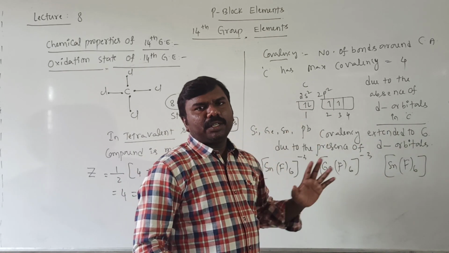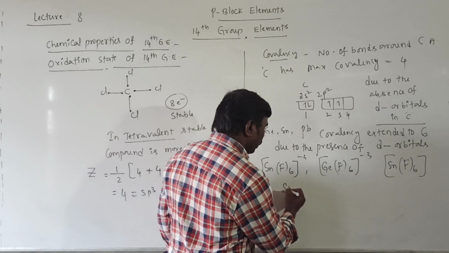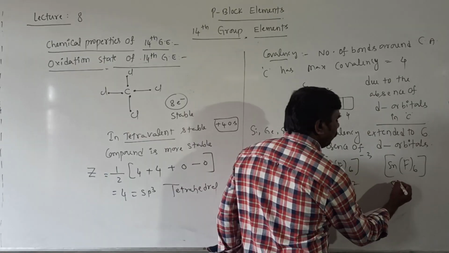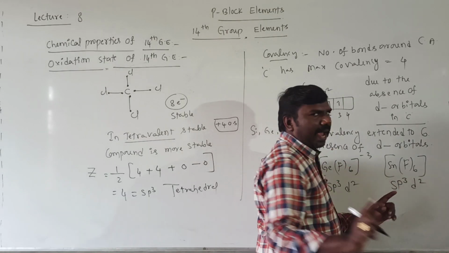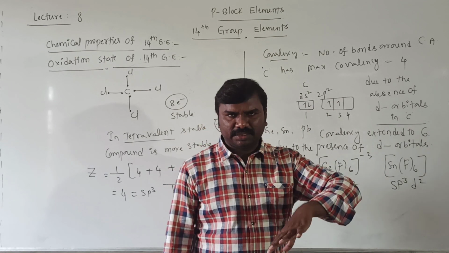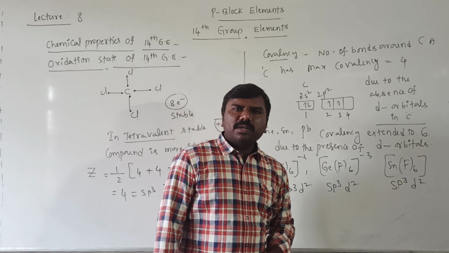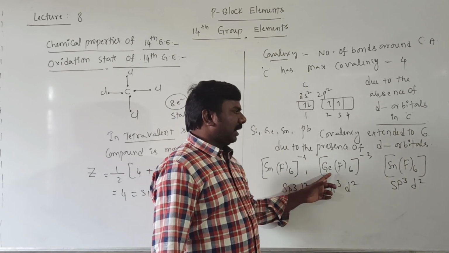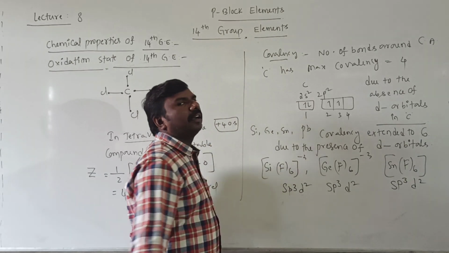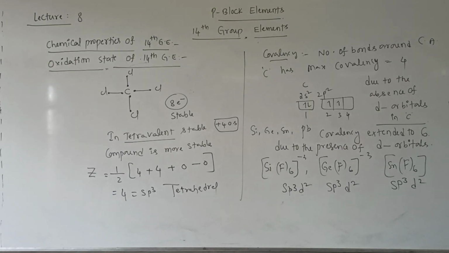Clear? Due to the presence of d orbitals, these all undergo sp3d2 hybridization: 1 s, 3 p, 2 d, total is 6. 6 hybrid orbitals can form 6 bonds around the central atoms like tin and silicon. So it is the same. Covalency 4 for carbon, for remaining it is 6.